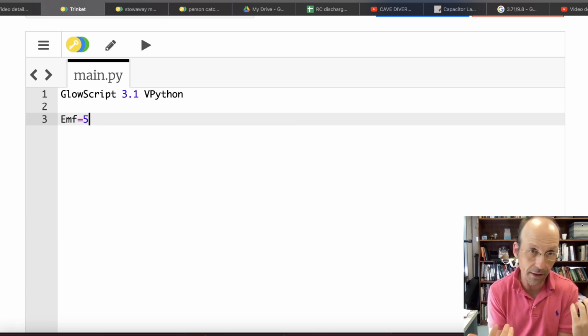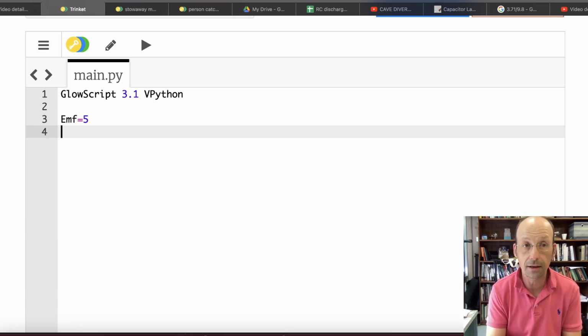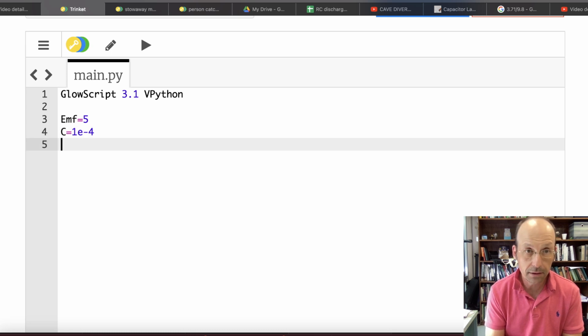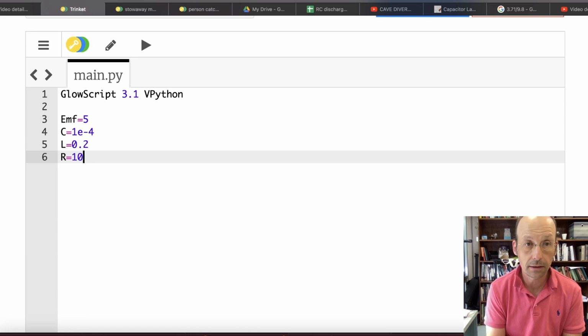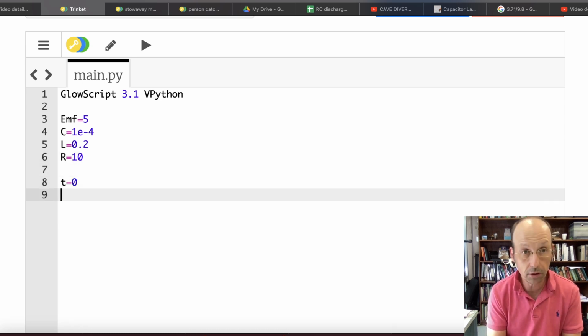If I say 5V, it doesn't get it. It doesn't treat it like a number. I'm going to use a capacitance of 1 times 10 to the negative 4th farads. L is 0.2 and R is 10. T is 0, dt is 0.001.